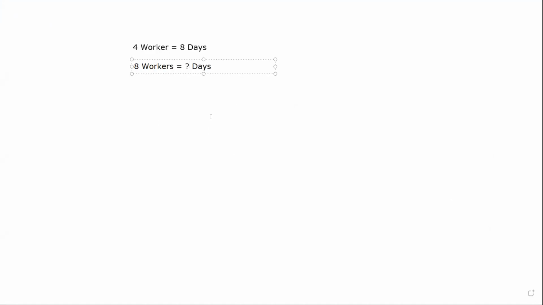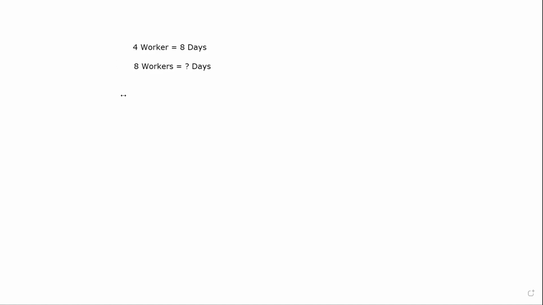Okay, we have to find out like this. Now, this is a very, very simple situation. Just imagine if 4 workers take 8 days, then will 8 workers take more days or fewer days? Of course, when the quantity of workers increases, the number of days will reduce, because 8 workers will finish the work more quickly than 4 workers. So this is inverse proportion. Inverse proportion is very simple here.